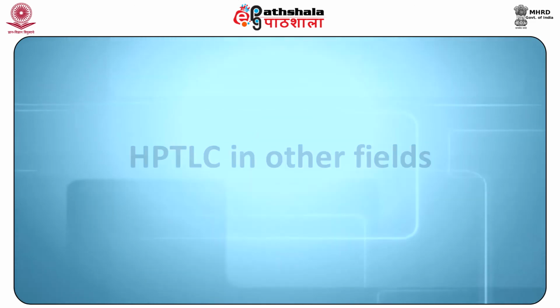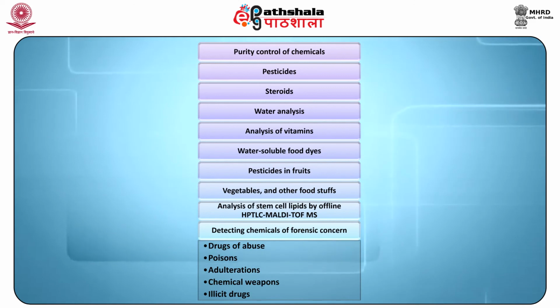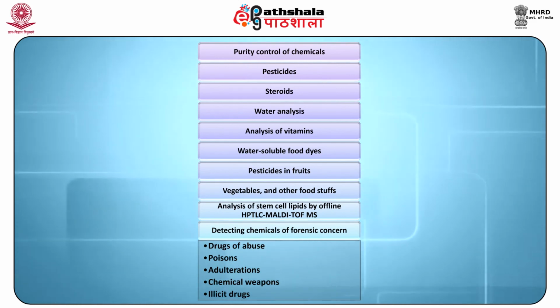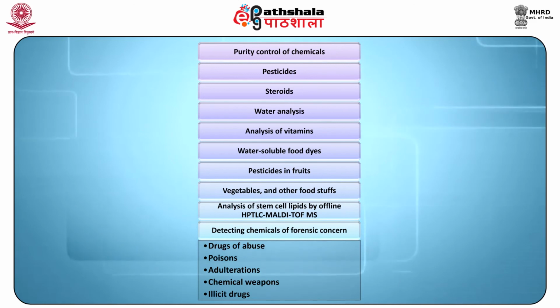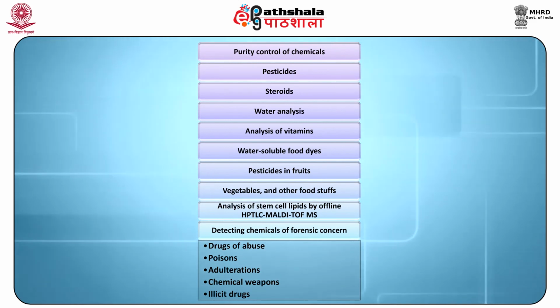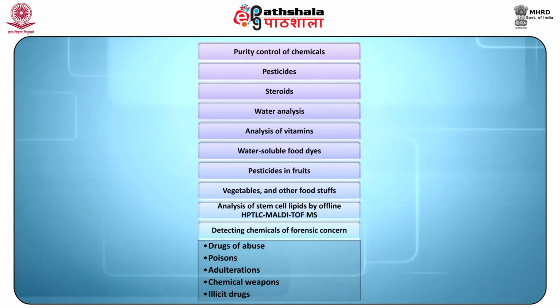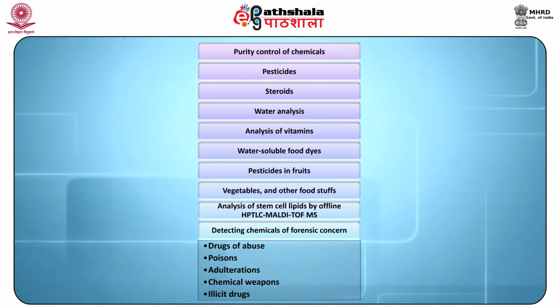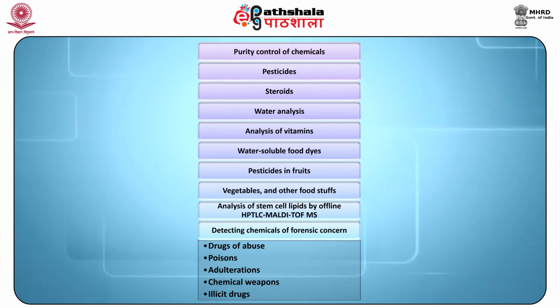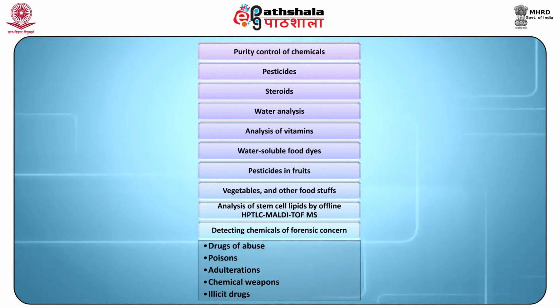HPTLC in other fields. HPTLC is used for purity control of chemicals, pesticides, steroids and water analysis. HPTLC is also widely used for the analysis of vitamins, water-soluble food dyes, and pesticides in fruits, vegetables and other foodstuffs. The analysis of stem cell lipids by offline HPTLC MALDI-TOF MS. HPTLC is useful in detecting chemicals of forensic concern, including drugs of abuse, poisons, adulterations, chemical weapons and illicit drugs.